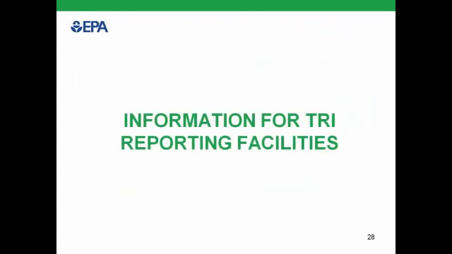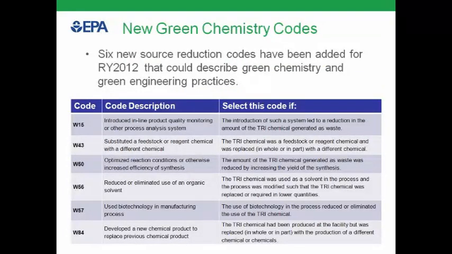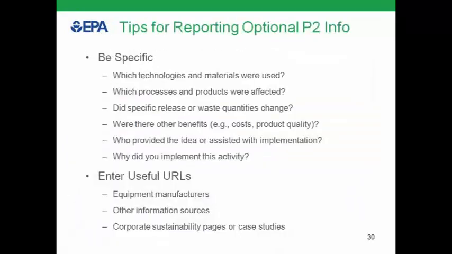So the last thing I'll talk about, just because it's timely with our reporting deadline coming up July 1st, is information that if you have contacts in industry to whom this would be of interest, we do have for this year new ways to report green chemistry practices. We've added six new source reduction code options that will be more specific than just other process modifications or substituted raw materials, that will really get at green chemistry practices, whether it's finding a greener feedstock or reagent chemical, reducing solvents, using biotech. So if you know facilities that would be interested in promoting green chemistry achievements, this is a new way that that could be done.